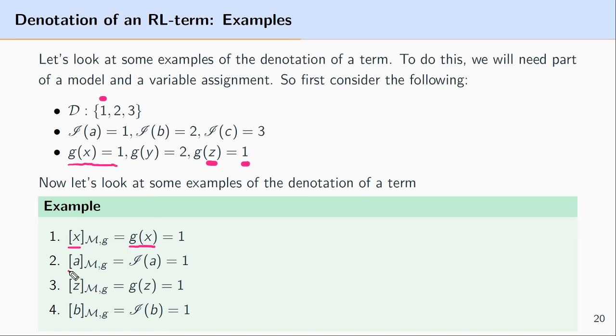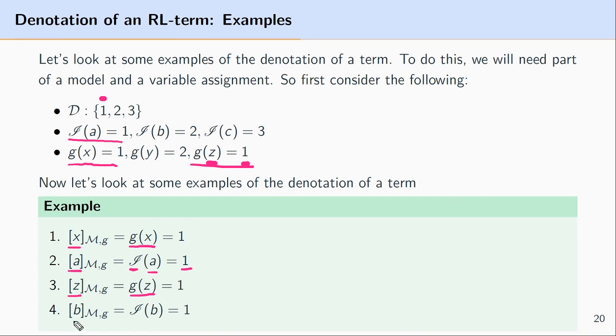Here we have the denotation of a, and this is determined by the interpretation of a, and we consult our interpretation function up here, and it says it picks out the item 1. Next, we have the denotation of z. We say, okay, this is picked out by the variable assignment of z, and we identify it right here, gz, and this again refers to number 1.